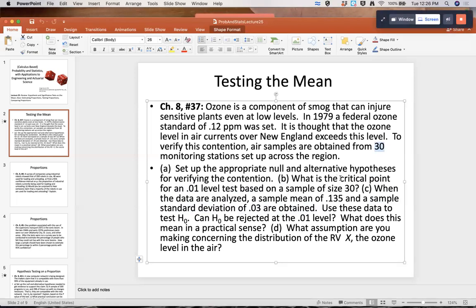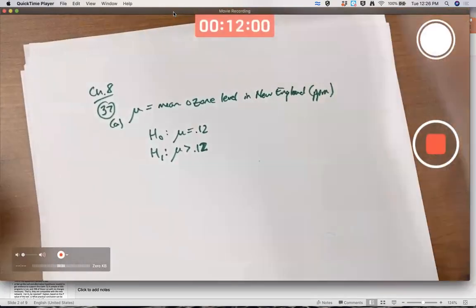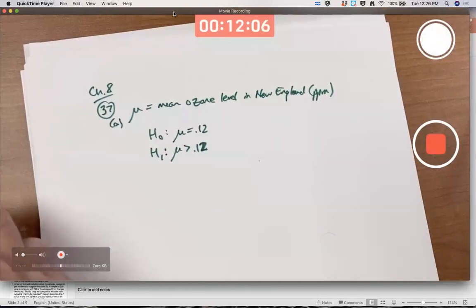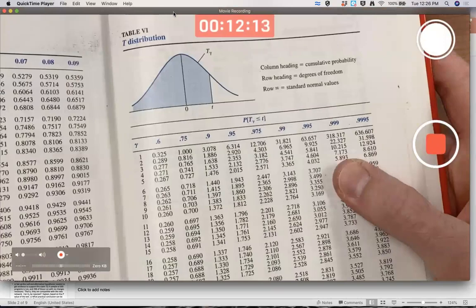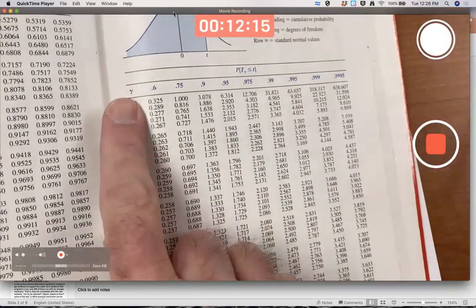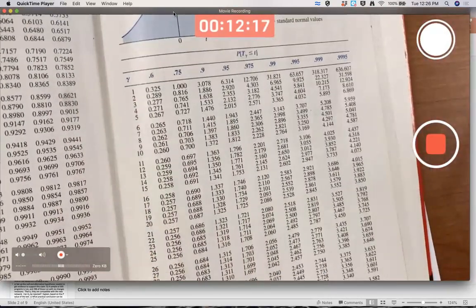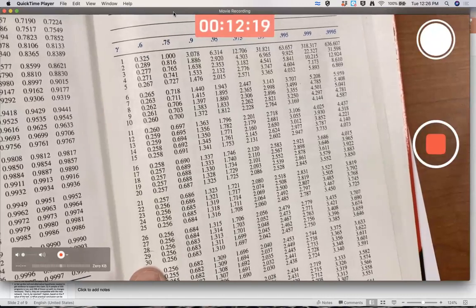So what's the critical point of a 0.01 test based on a sample of size 30? What I should do first is think about a T distribution with 29 degrees of freedom. And what is the critical point? I need the table for a T distribution or my calculator. I'll do it both ways. Here's the T distribution. Gamma is the degrees of freedom. Looking for 29 degrees of freedom.